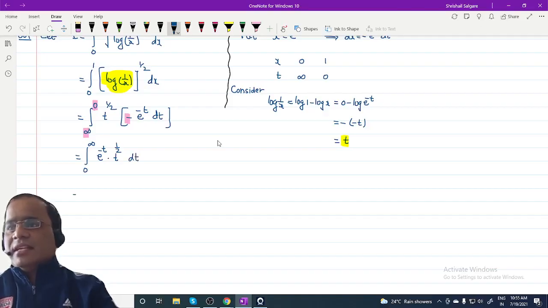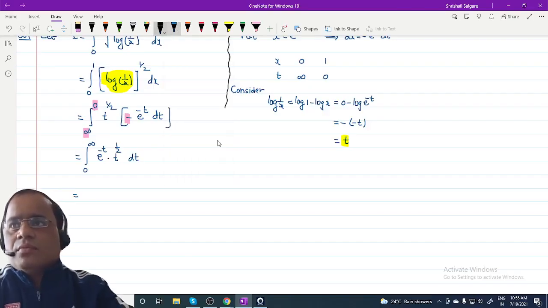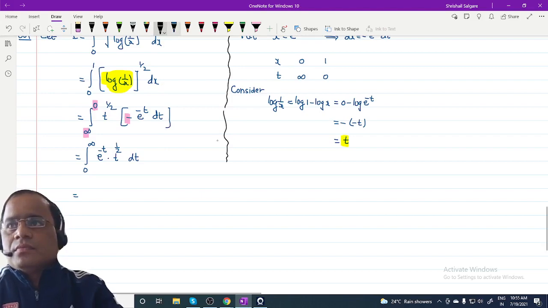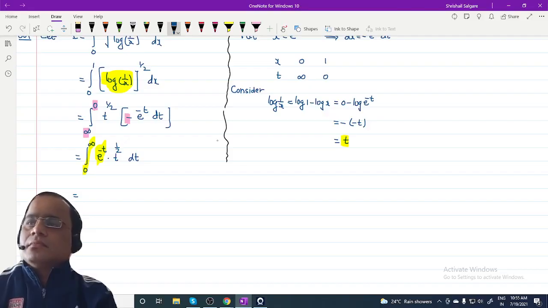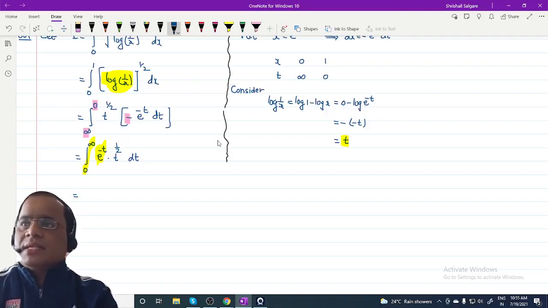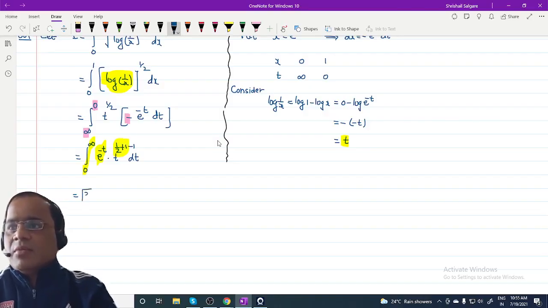So can I consider this as the definition of the gamma function? Yes or no? Can I consider this as a gamma function? Limits 0 to infinity, kernel e raised to minus t. Vaibhavi? If yes, then tell me the gamma. Yes, you have to make an adjustment. So this is gamma of 1 by 2 plus 1, which is nothing but gamma of 3 by 2.